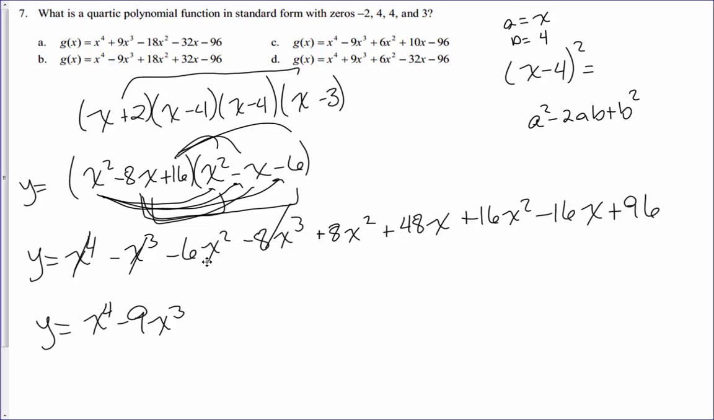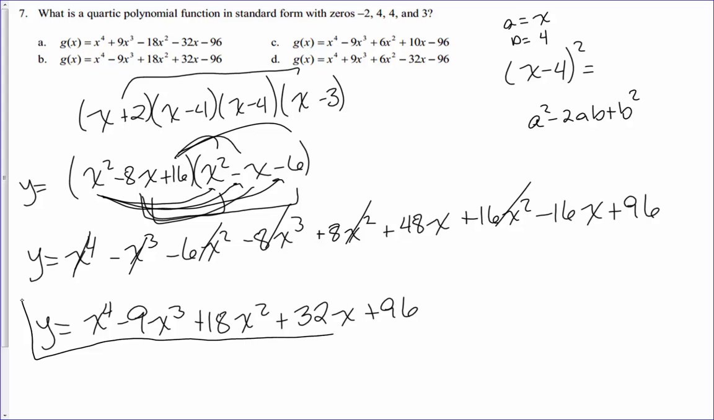And then x squareds, well, we have negative 6 and a positive 16, so that gives us a positive 10. And then we have a positive 8, so that's plus 18x squared. So we're done with the x squareds. Then we have 48 minus 16. Well, that's going to be a plus 32x, and then we only have one constant, so plus 96. All right, so that right there is your polynomial from your zeros.